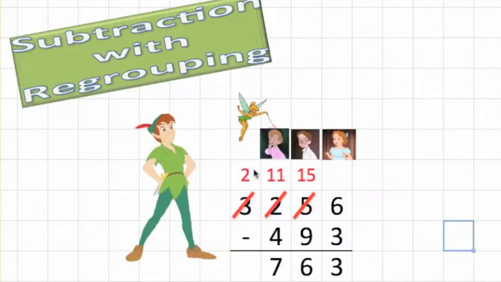Okay, now we'll finish up the problem by doing Tinkerbell's. 2 minus nothing, she still has 2. And that's subtraction with regrouping.